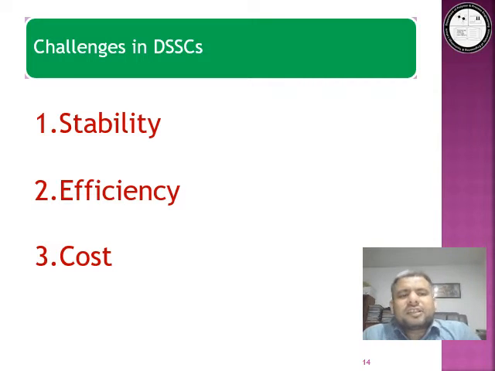So what are the major challenges in the commercialization of DSSC? There are three major challenges. These include stability: replacement of electrolytes with gels or solid state polymers can enhance the stability of the solar cell. Similarly, the other challenge is efficiency. How to increase the efficiency? Efficiency can be increased by modifying the photoanode to enhance the light scattering efficiency and charge collection efficiency.